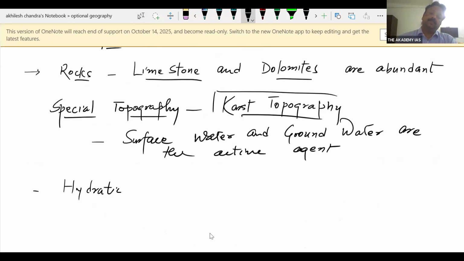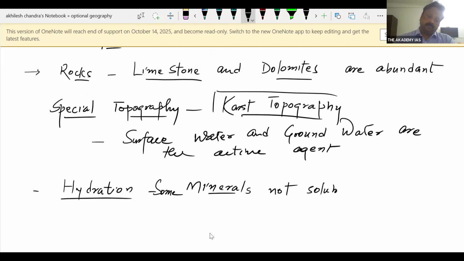Next one is hydration. So there are some minerals which are not soluble in water, but they can absorb water.